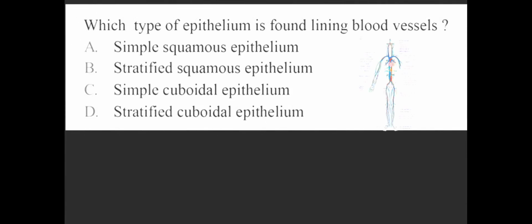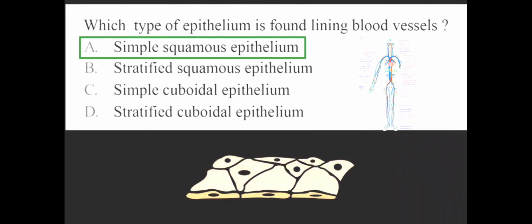Which type of epithelium is found lining blood vessels? A. Simple squamous epithelium. B. Stratified squamous epithelium. C. Simple cuboidal epithelium. D. Stratified cuboidal epithelium. And the correct answer is A. Simple squamous epithelium. Simple squamous epithelium lines the blood vessels.